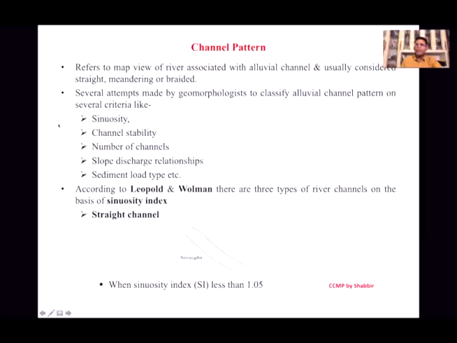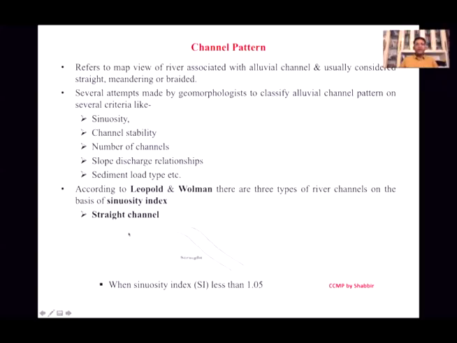This can be a question. Discuss what is the sinuosity index of a channel, and what are the types of channel pattern according to sinuosity index. Okay, this is a question for you then. What is sinuosity index? And discuss the types of channel patterns according to sinuosity index. Okay, so the rest is not as important.